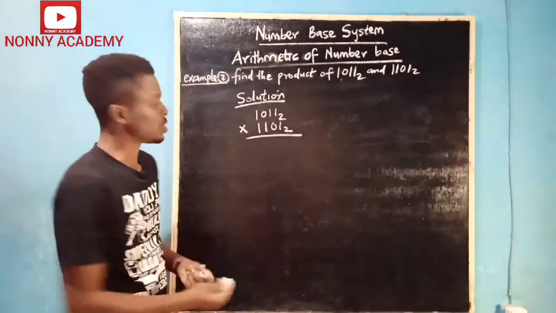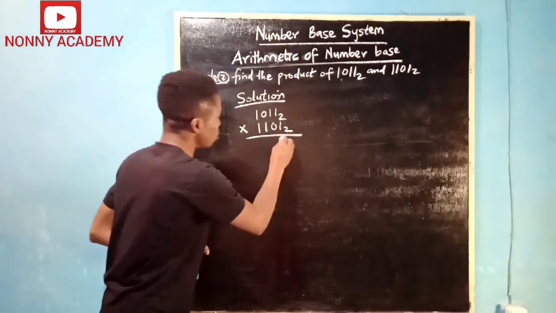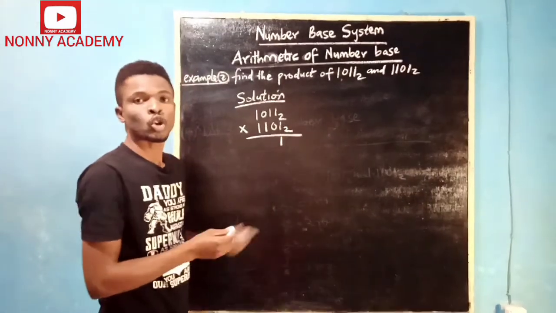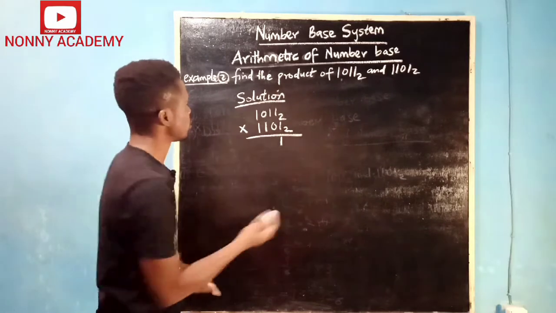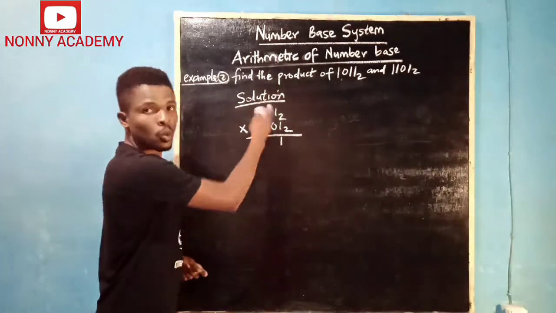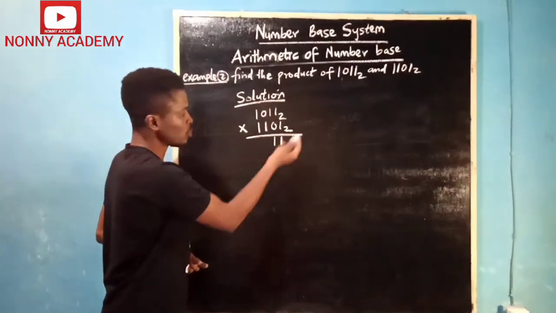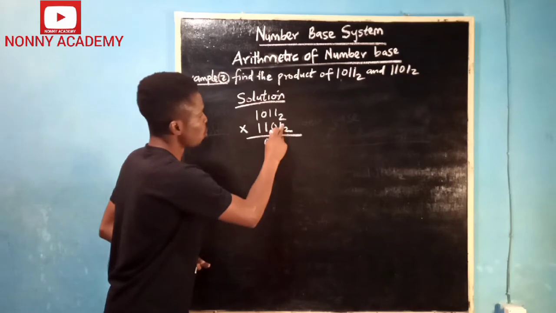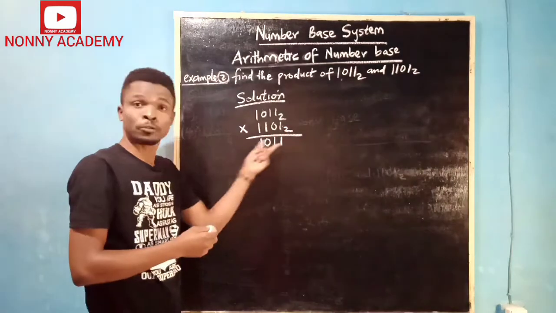Then I'll start multiplying. 1 times 1 is 1, and I'll put down 1 because the answer, which is 1, is less than the base 2. 1 times 1, 1. I'll put down 1. 1 times 0, 0. 1 times 1, I will have 1. That is for the first row.